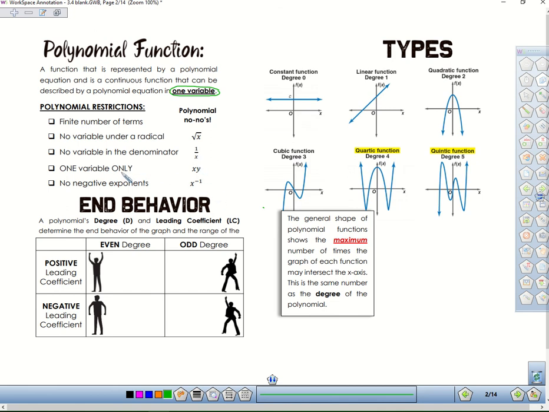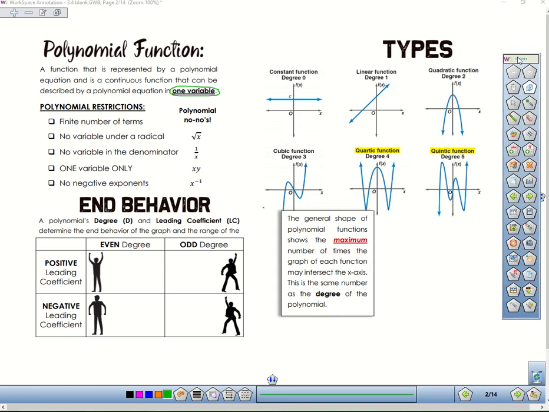One variable only. You can only have one variable. Okay? So as you can see here, this is two variables. This is no. We can't have that. And no negative exponents. You can't have negative exponents or it's not a polynomial function. So you got to look out for these no-nos to make sure that you're really looking at a polynomial function.